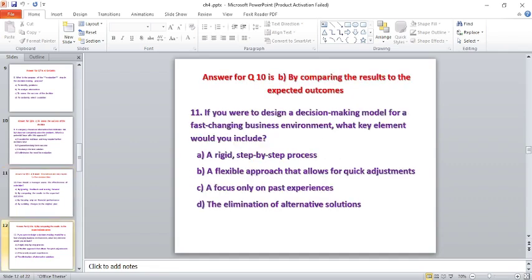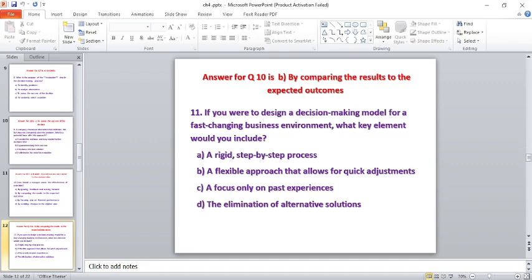Question number 11. If you were to design a decision-making model for a fast-changing business environment, what key element would you include? A. A rigid step-by-step process. B. A flexible approach that allows for quick adjustment. C. A focus only on past experience. D. The elimination of alternative solutions. The answer for question number 11 is B. A flexible approach that allows for quick adjustment.